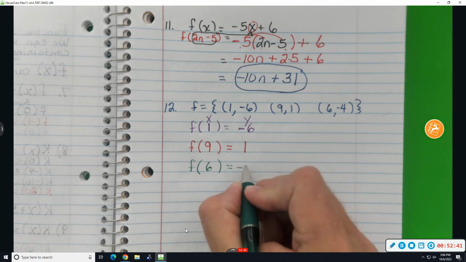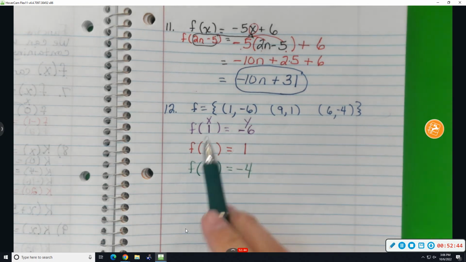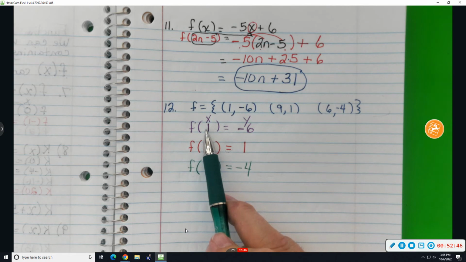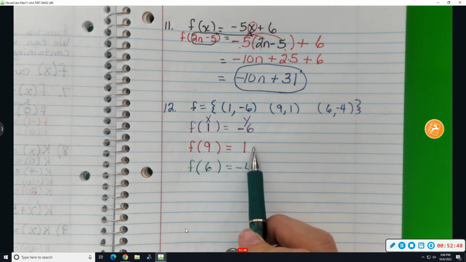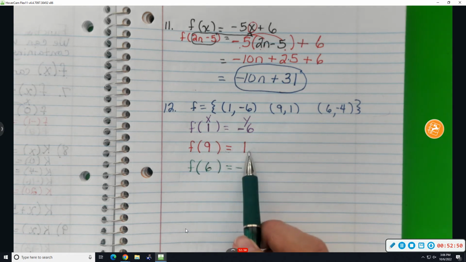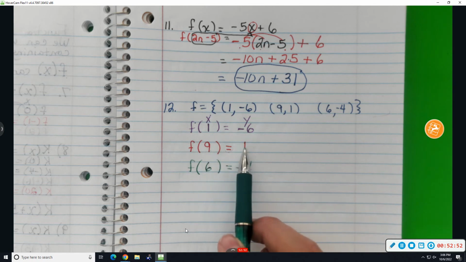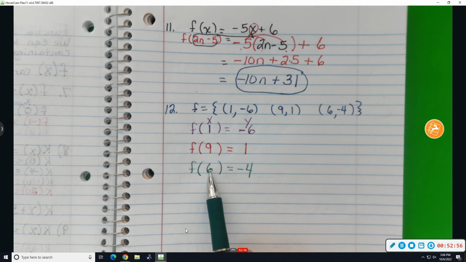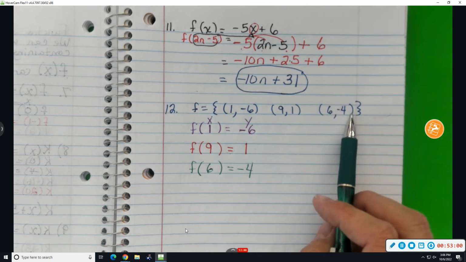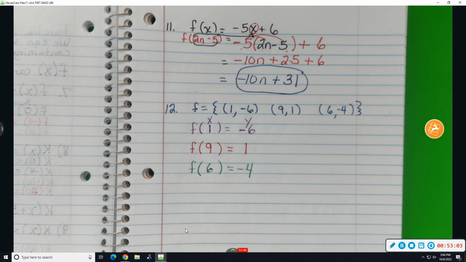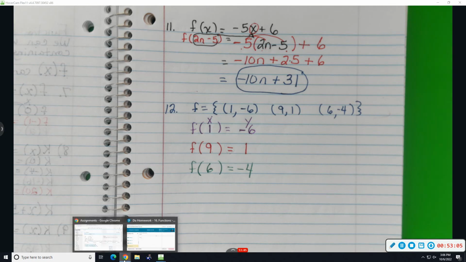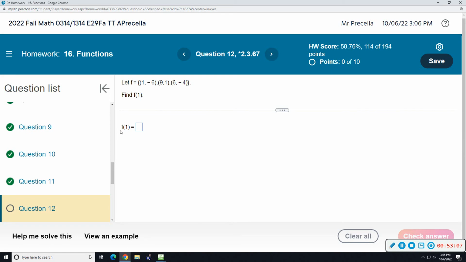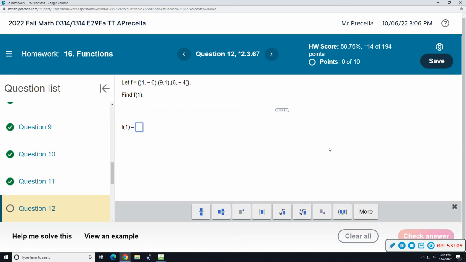What would the answer be there? Negative 4. Okay? Each x value is assigned exactly one y value. The number 9 is being assigned the y value of 1. The number 6 is being assigned the y value of negative 4. But it didn't ask all of those. Which one am I going to type in? What's it asking for? Just f of 1. What do I type there? Negative 6.